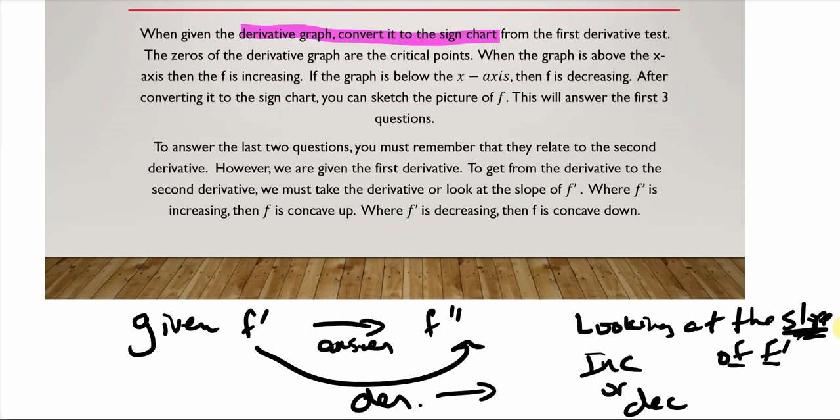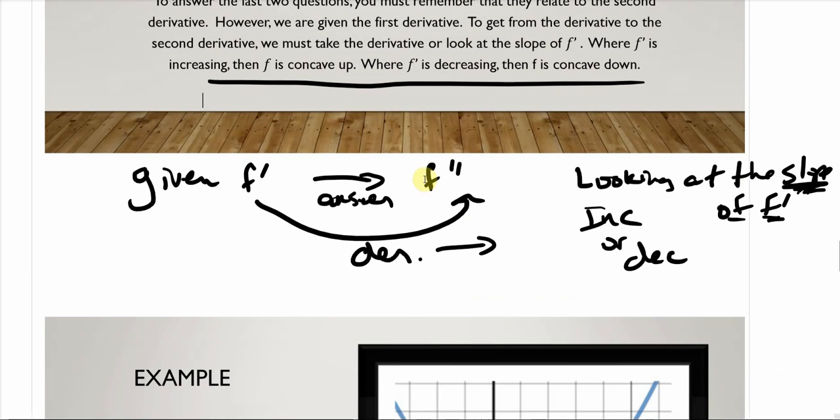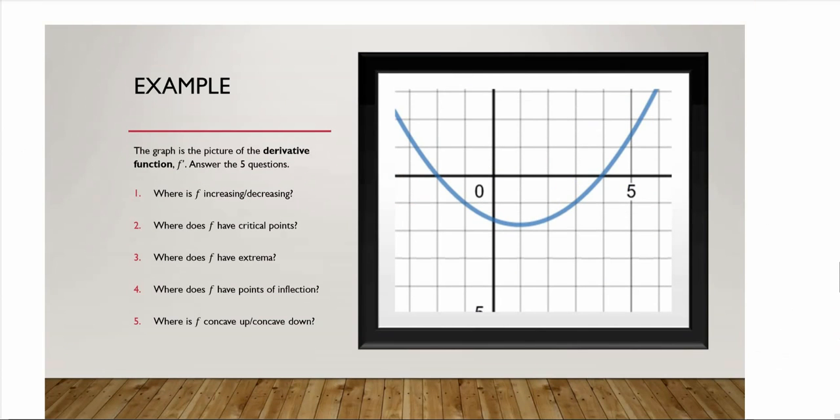So if the slope of f prime is negative, then it's going to be concave down. If the slope of f prime is positive, it is concave up. And that's what it says right here. So you can pause the video and you can read this. Okay? So let's look at it. Ready? Now, when I give you this picture, you're going to say, hey sir, I could have sworn we did this picture. Yes, we did.